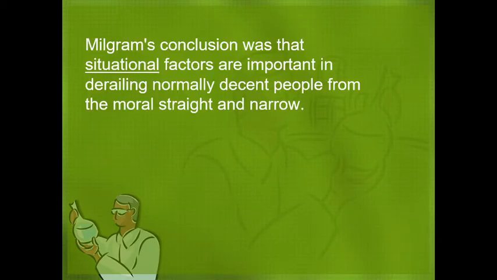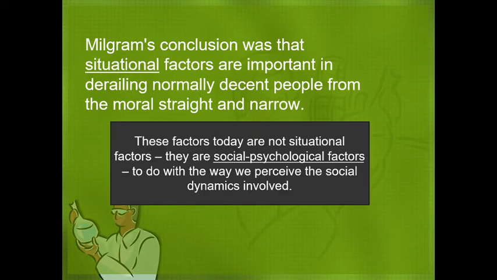Now, before we start, just a little bit of context. When Milgram did his study, he was looking at the power of the situation in changing our obedience level, and found that actually the situation had a really big impact. That's as opposed to it being a personality factor, or what we call a dispositional factor. What we're looking at today aren't situational factors. These are called social psychological factors.